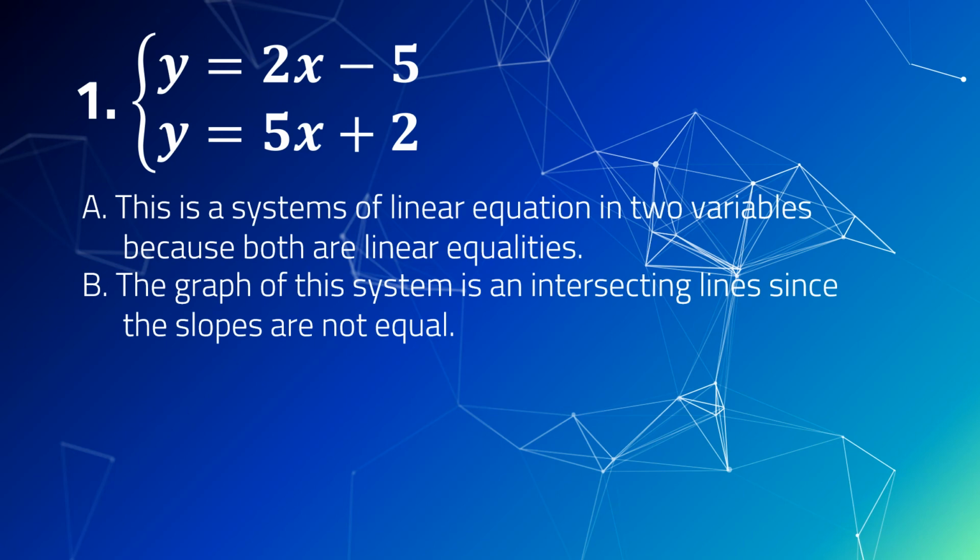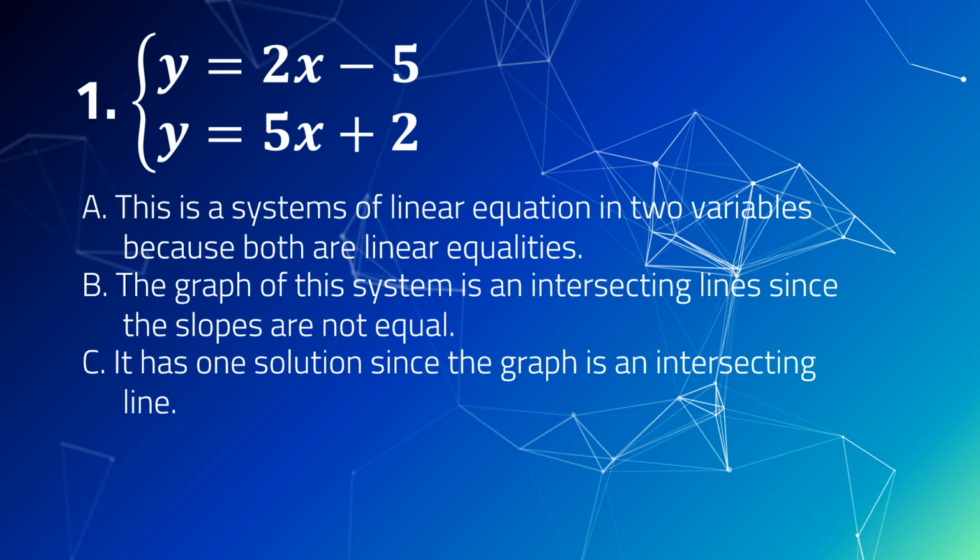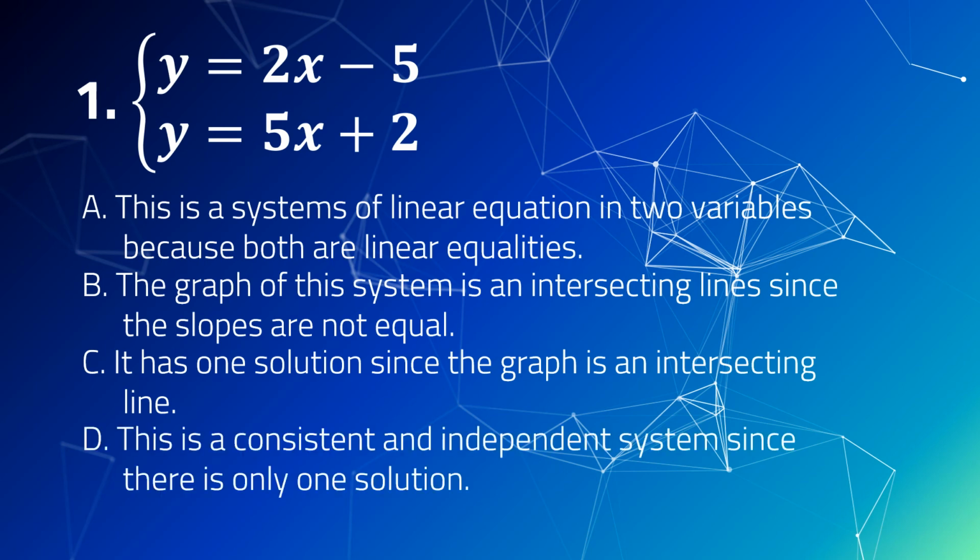Then the graph of this system is intersecting lines. Why? Because the slopes are not equal. The slope in the first equation is 2, the other one is 5. Take note that these are not equal, so we have here intersecting lines. Since the graph is intersecting lines, it has only one solution. Since there is one solution, the type of system is a consistent and independent system.